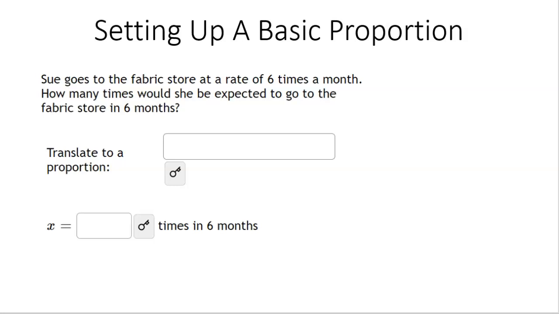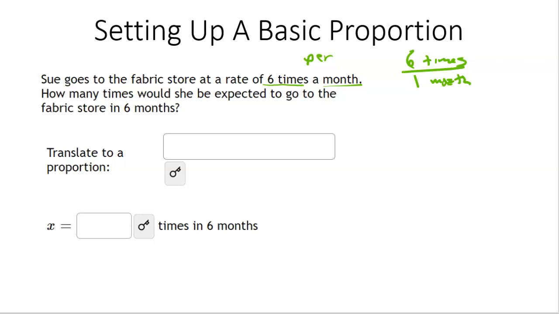Sue goes to the fabric store at a rate of 6 times a month. How many times would she be expected to go to the fabric store in 6 months? So the first thing you need to recognize is that this gives us a basic rate. 6 times a month could be written as 6 times per month, which is a rate. That means 6 times over 1 month would be the rate that we would use for that proportion.